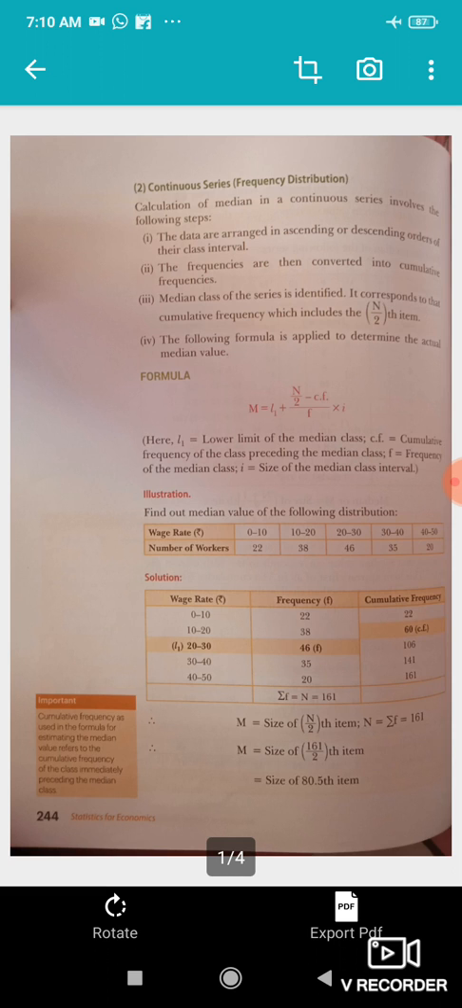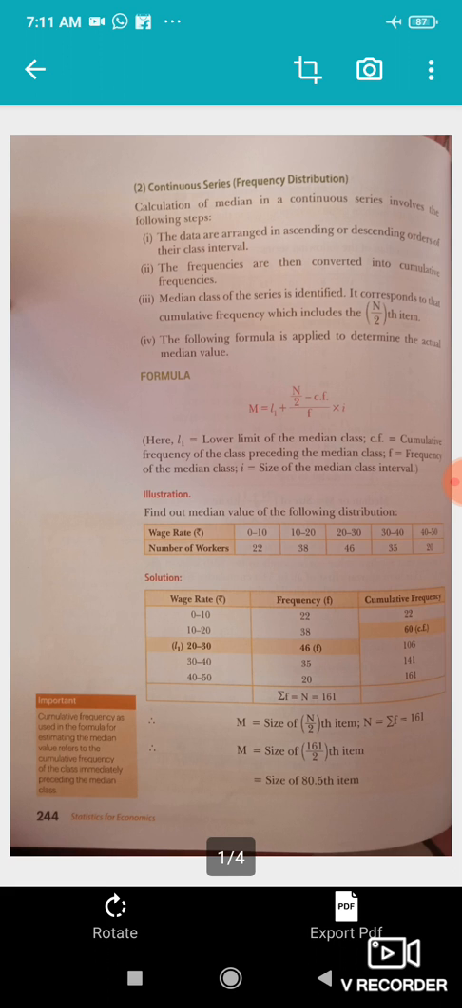Now let's see one illustration that will make the application of the formula more clear. Find out the median value of the following distribution. The wage rate is given and the number of workers is given. The wage rate is 0 to 10, 10 to 20, 20 to 30, 30 to 40 and 40 to 50. The number of workers is 22, 38, 46, 35 and 20.